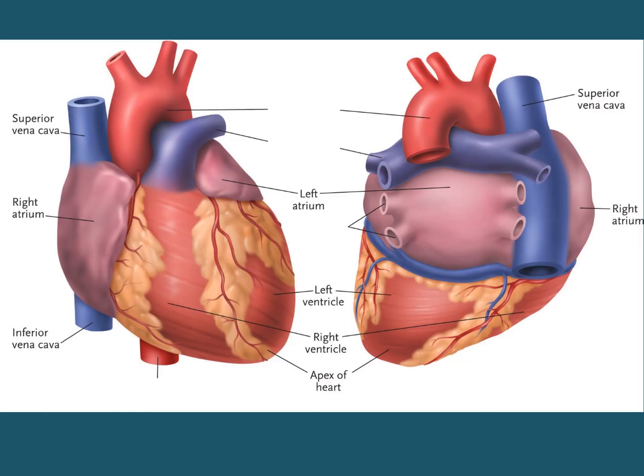In this diagram, you can see the two vena cavae, the superior vena cava on top of the right atrium, and the inferior vena cava below the right atrium. This is an anterior view, and here's a posterior view.